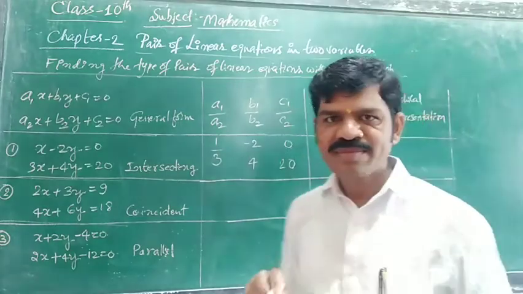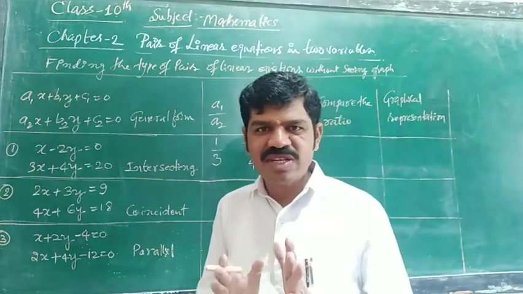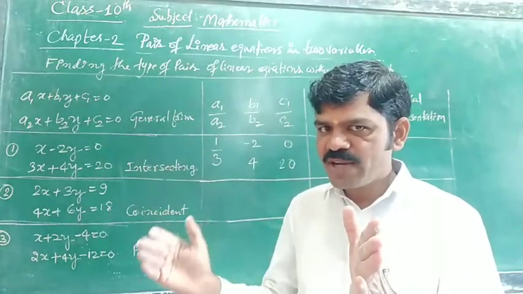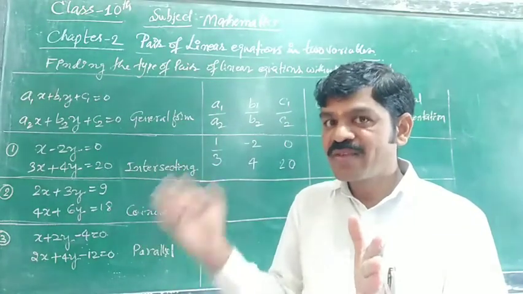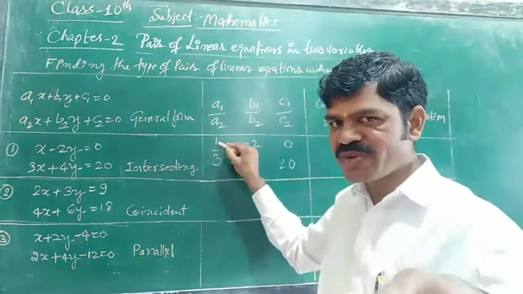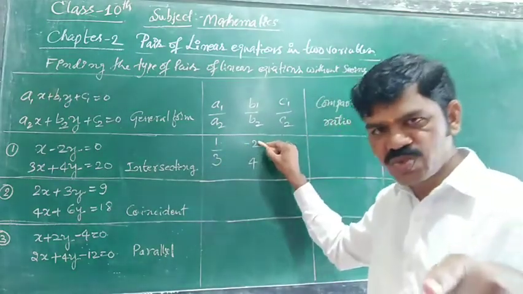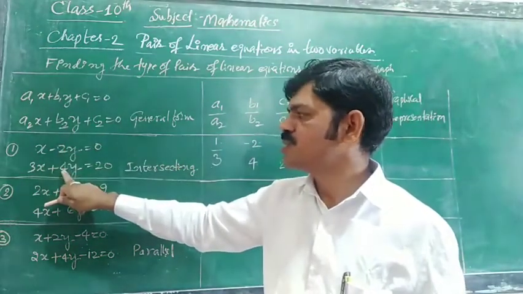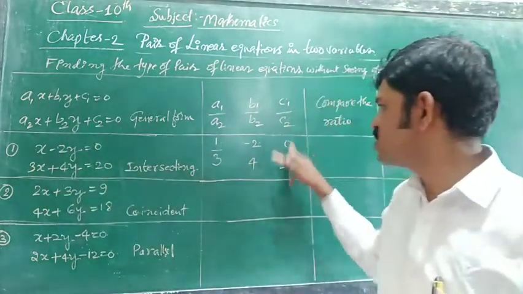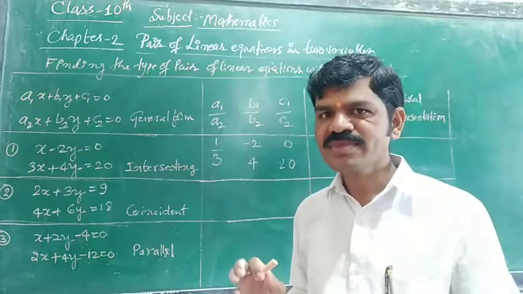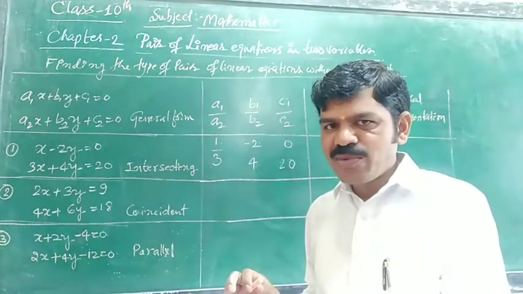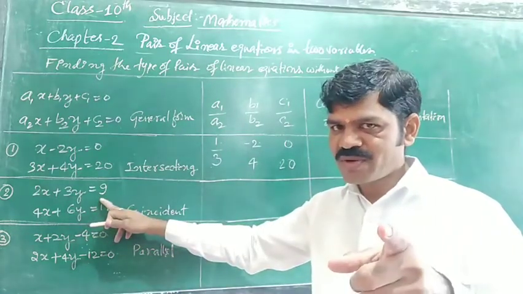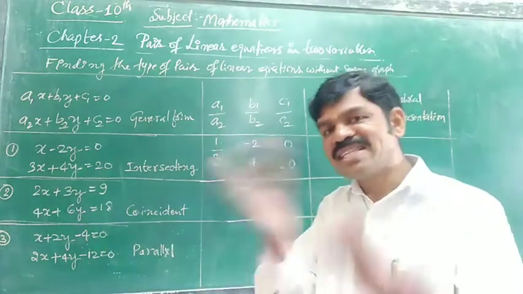In the first intersecting pair of linear equations, I have extracted the coefficients a1, a2, b1, b2, c1, c2. The value of a1 is 1, the value of a2 is 3, the value of b1 is minus 2, the value of b2 is 4. Like this, c1, c2 we have taken. Like that, I am going to take the coincident pair of linear equations example that we have solved. Here also we are going to extract the coefficients.